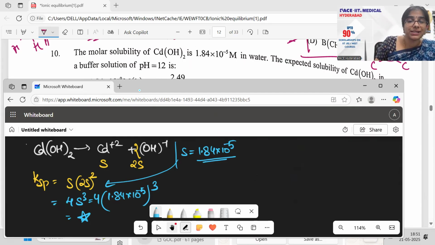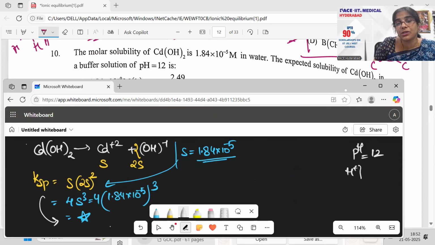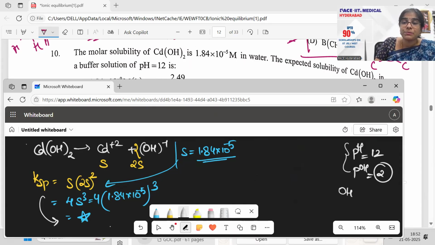Now what is asked of us? Ksp is not asked. What is asked is the expected solubility of cadmium hydroxide in a buffer solution whose pH is 12. pH is 12, meaning what is the H plus concentration? Because bases are being asked, since pH is given we will find pOH. pOH will be 2, because pH plus pOH is always 14. You remember that? So OH minus concentration will be 10 to the power minus 2, right?